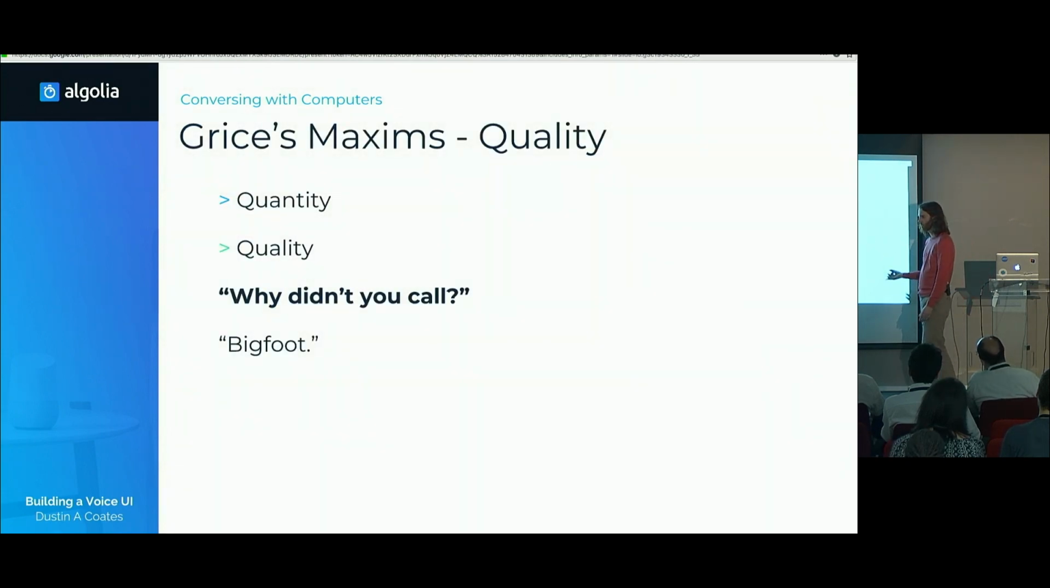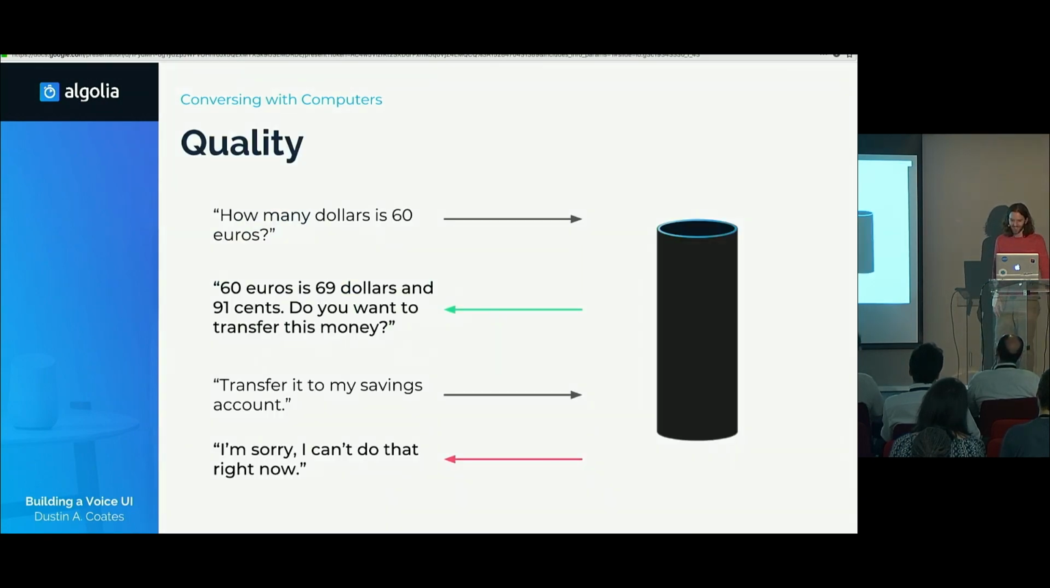The second one is quality. And this one says that whatever you say in response should be truthful. This one's a little subtle because we think, well, computers don't lie. But UIs do lie a lot. Here we're asking the user, do you want to transfer this money? And this implies to the user, you can transfer this money anywhere you want. But if our code does not handle that user saying transfer to my savings account, we have essentially lied to the user.